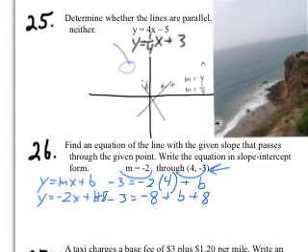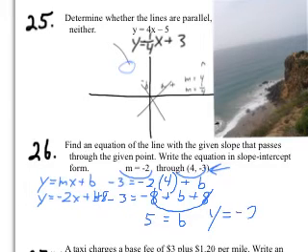And so the 8's on this side cancel out, and we get b equals positive 8 plus a negative 3, which is a positive 5. So our b is 5. So the equation of our line then, in the y equals mx plus b form, is y equals negative 2x plus 5.